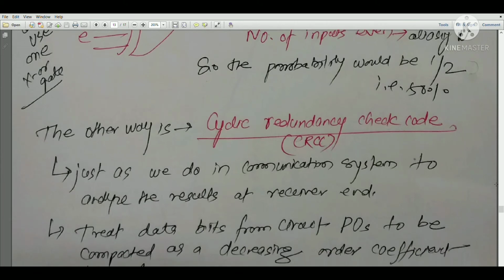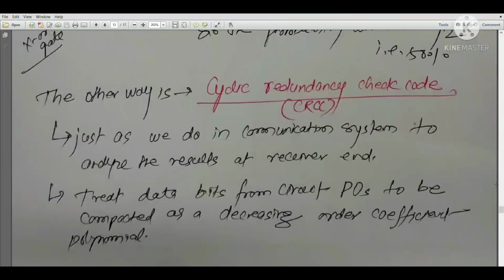Now the other way is generating the cyclic redundancy check code, that is the CRCC. Very popular. Just as we do in a communication system, we have some pattern in the input. We encode that pattern and transmit it over the medium, and we receive it at the output at the receiver. If at the receiving end the same code has been decoded, and both codes match with each other, then we say that our message is correctly transmitted or received. If not, then the case is opposite, faulty.